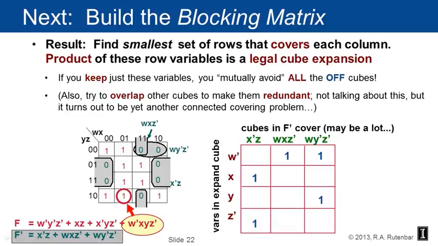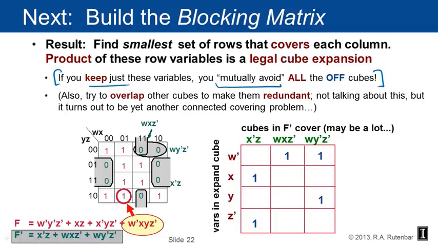So given that I can build the blocking matrix and I can find a row cover, a set of rows that covers the columns with 1s, what is the rule for how I use that to find a cube expansion? There's a very simple answer. Find the smallest set of rows that covers each column. The product of those row variables is a legal cube expansion. And I will admit it's a little bit backwards. If you keep just those variables in the cover, the rows, you mutually avoid all of the cubes of the offset. And those retained variables, those are the ones that you actually get as your expanded cube.